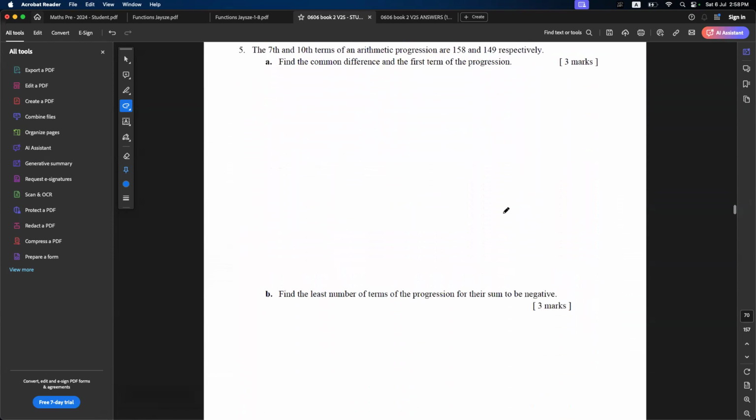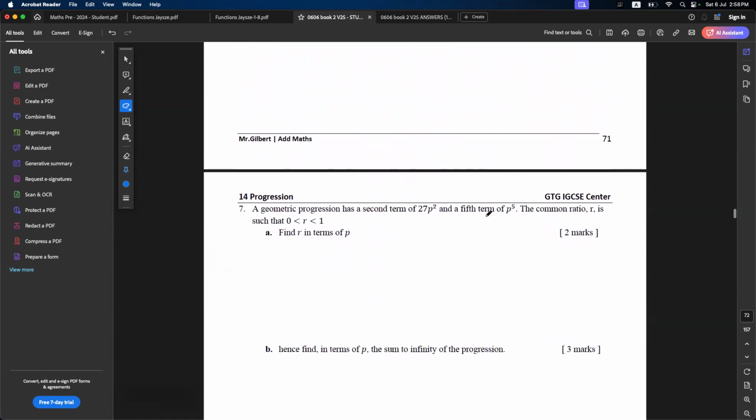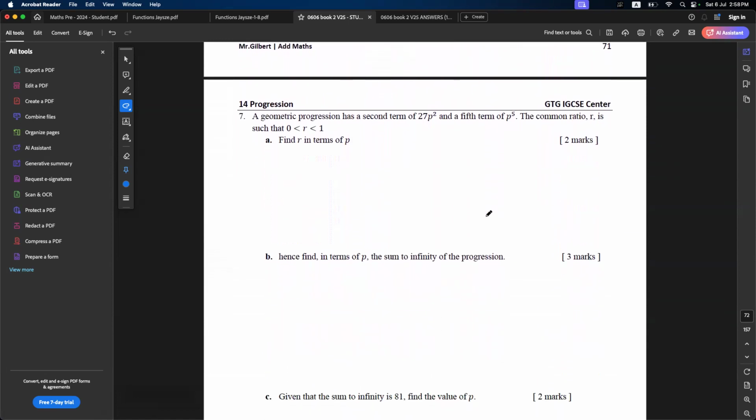Jump to question number 7. So in question number 7, you're applying the same rules. You identify the unknowns first, and then you go and try to do it. Let's talk about the terms first, right? A geometric progression has a second term of 27p squared and the fifth term of p to the power of 5. What is the equation for these two here?